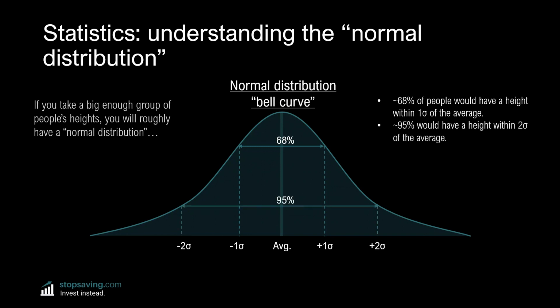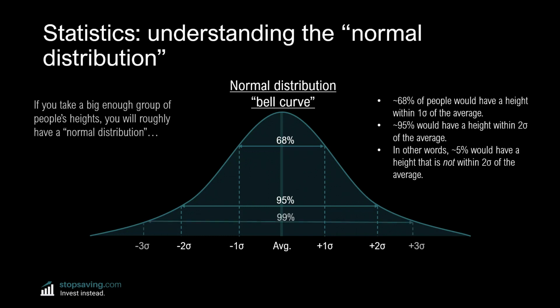And roughly 95% of the group would have a height that is within 2 standard deviations of the average. In other words, 5% would have a height that is not within 2 standard deviations of the average height, if the sample of people was following a normal distribution. And as more standard deviations are added, the percentage gets smaller and smaller. For example, 99% of the people would have a height within 3 standard deviations of the average height, meaning that just 1% would have heights that are outside of that range.